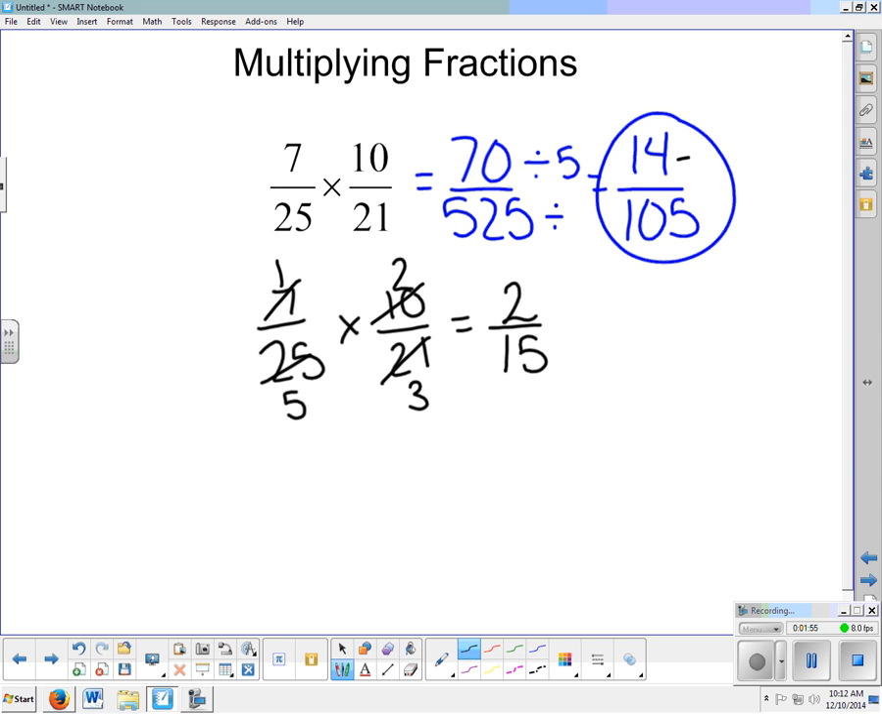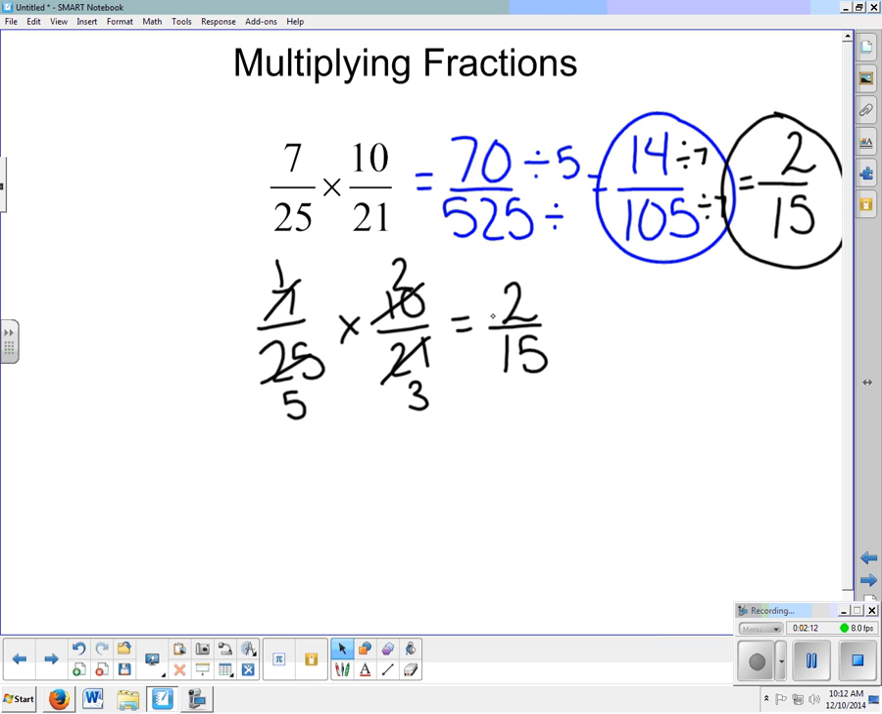I got it. Ready? When we did this problem, we were working with big numbers. 14 and 105 can both be divided by 7. And the answer would be 2/15. This is a great example of a problem where cross-canceling works out better than the long way, because the long way we got big numbers, and most of us don't know our 7 times tables up to 105. So we didn't see that 7 times 15 is 105. Okay? So 2/15 is the correct answer. 14/105 is the correct answer. Also, it's just not fully simplified.